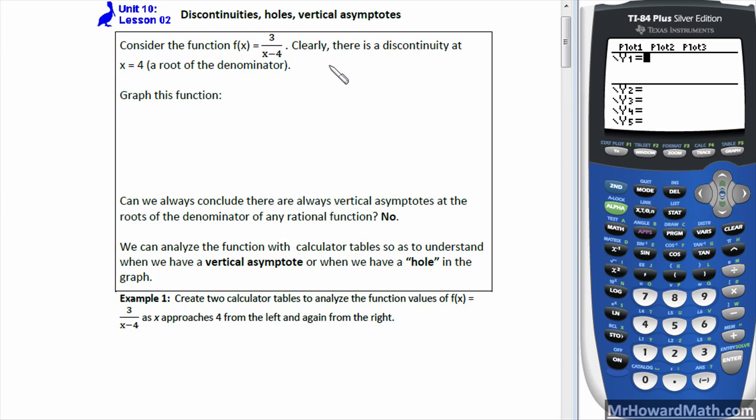Clearly there is a discontinuity at x equals 4, which is the root of the denominator. We cannot have this denominator be equal to 0, so if x is 4 that would force the denominator to be 0, and that wouldn't work out. We can't divide by 0. So it says graph this function.